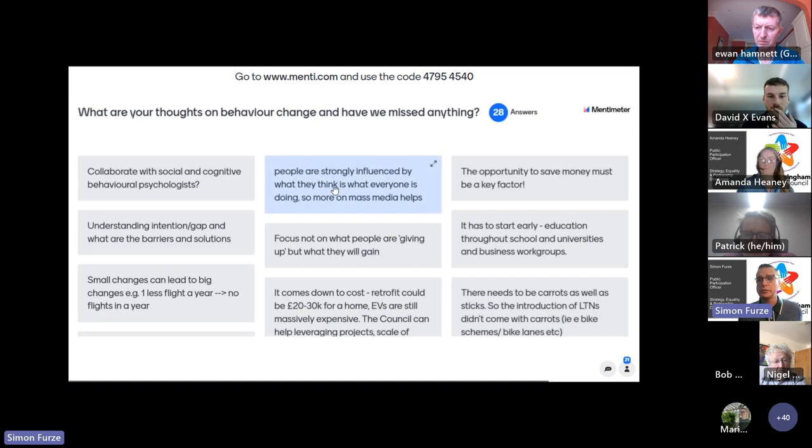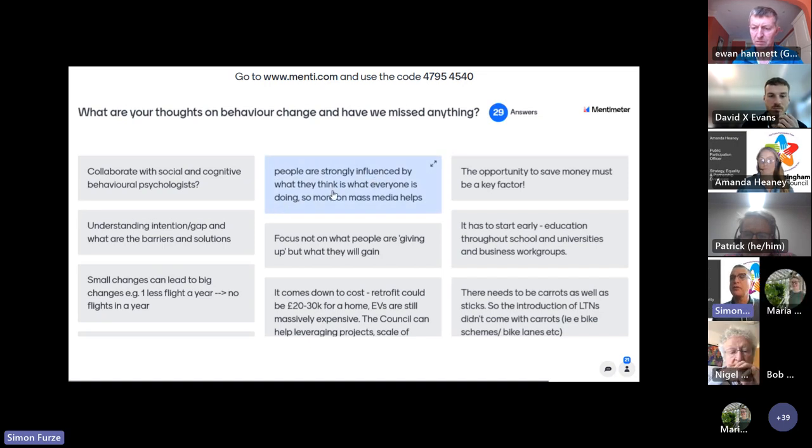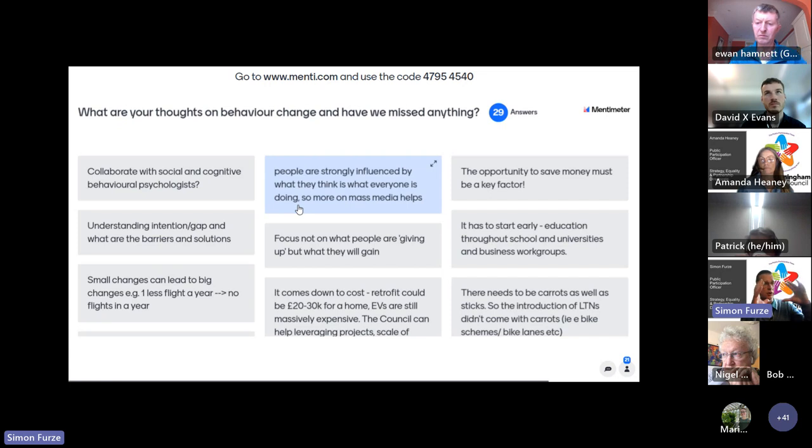So I like the one that somebody's put here. People are strongly influenced by what they think is what everyone else is doing. And that's a really key part of behavior change. You guys are in a unique place to be able to shift that kind of social weight into something bigger that could actually begin to shift that wider social context. People look at what other people are doing, and for some people, they will follow. So I think that's a really interesting point.